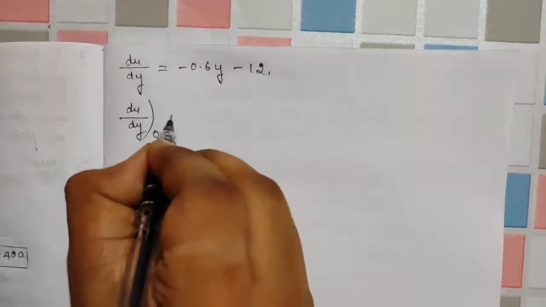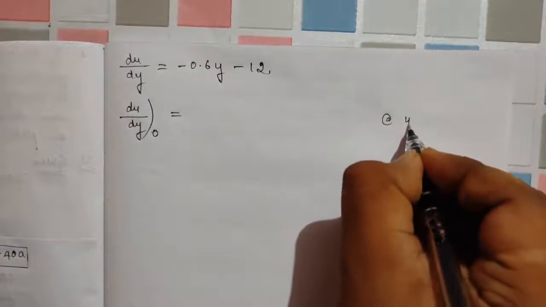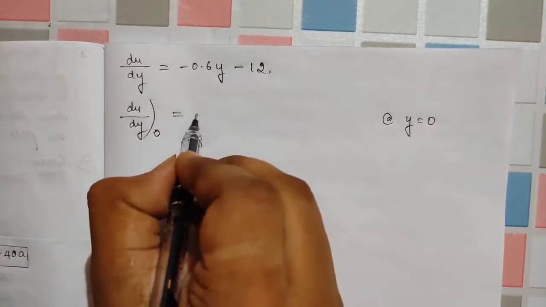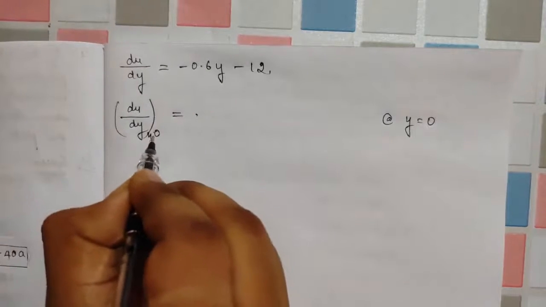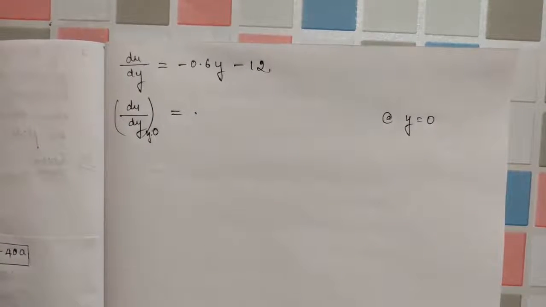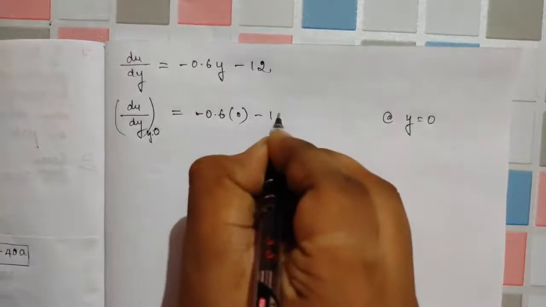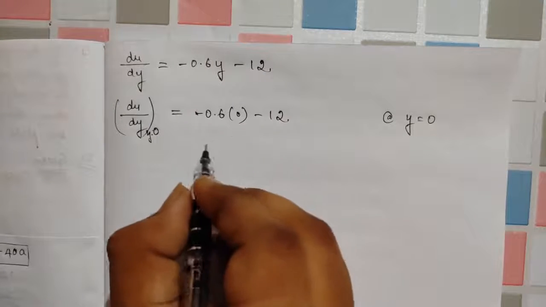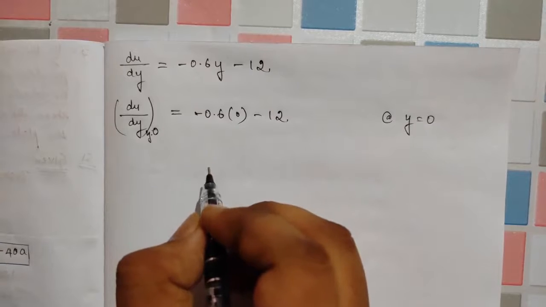Now du by dy at y equal to 0. At y is equal to 0, what happens? So this will be 0. du by dy at y equal to 0, correct, will be 0.6 into 0 minus 12.